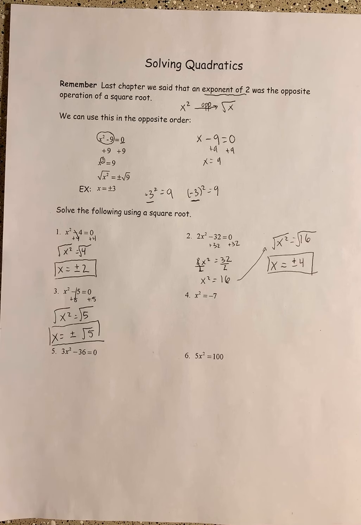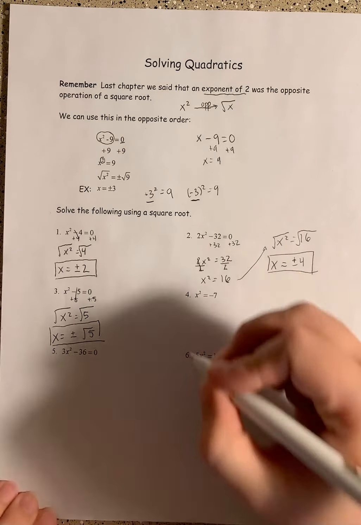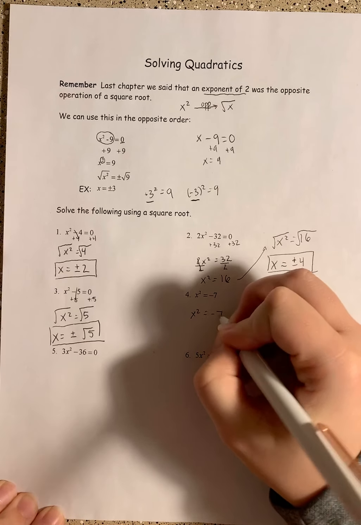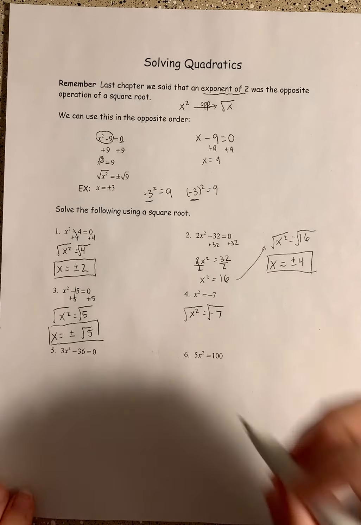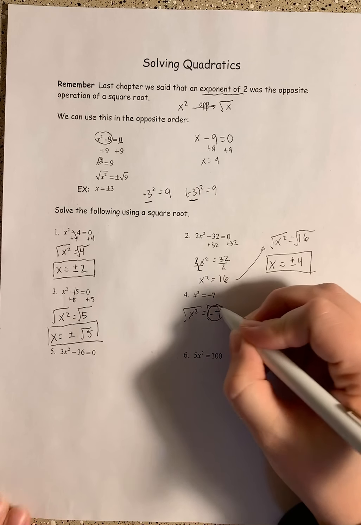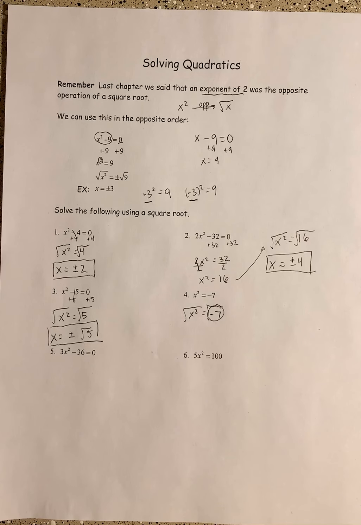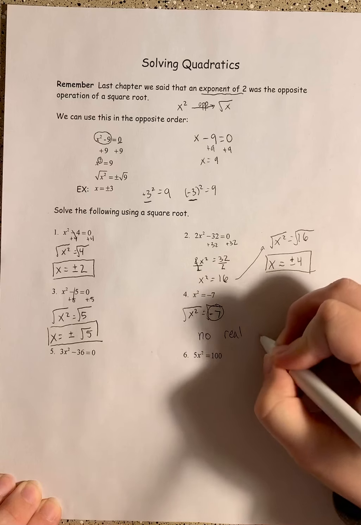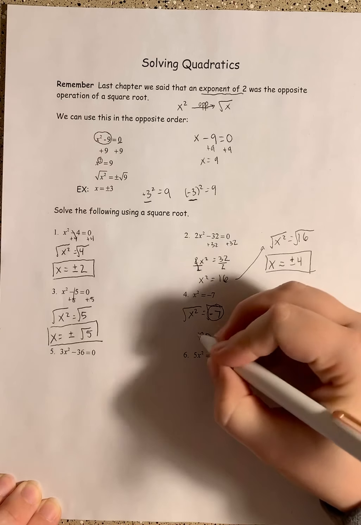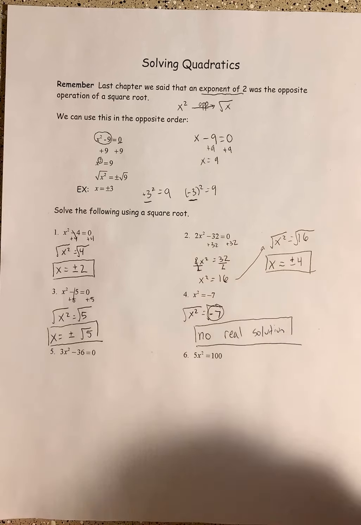So notice this time, the negative 7 is already on the other side. So if we take this x squared equals negative 7 and we square root both sides, square root of x squared is x, but we have a problem. See how this is a negative 7? You can never, ever, ever take the square root of a negative number. You'll learn more about negative square roots in Algebra 2, but in Algebra 1, you cannot take the square root of a negative number. If it's negative, then it's not possible. So this actually would be no real solution, because you cannot take the square root of a negative 7.